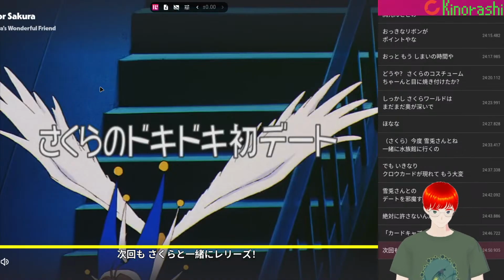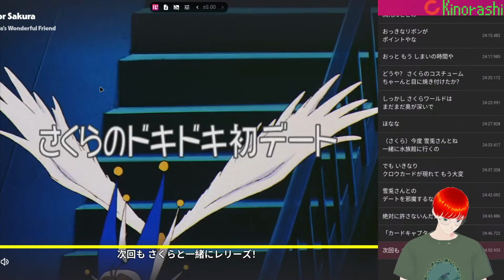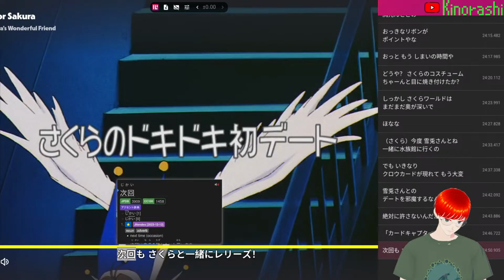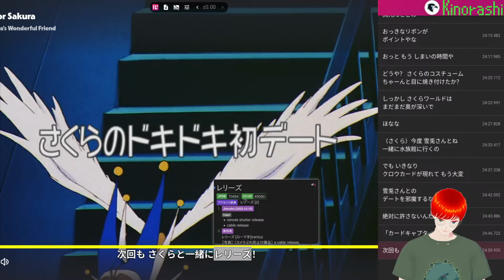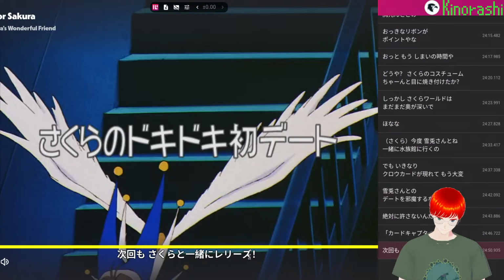So, Sakura's first date. So, jikai, or next time. Sakura to issho ni, release. So yeah, so next time with Sakura, I'll release together now. Release, okay.